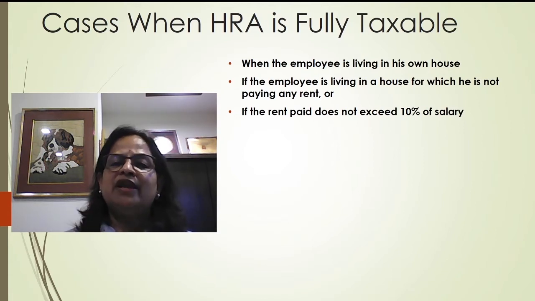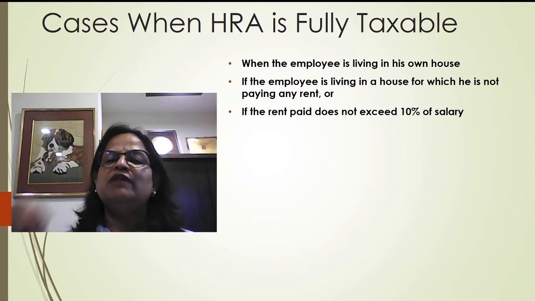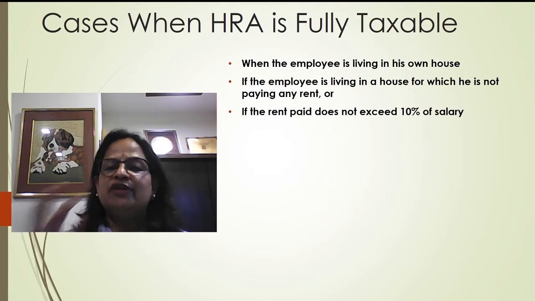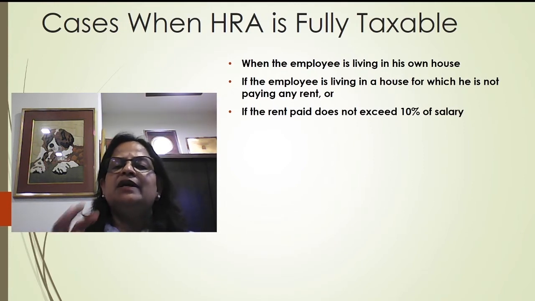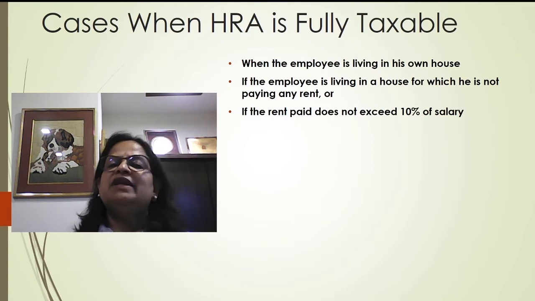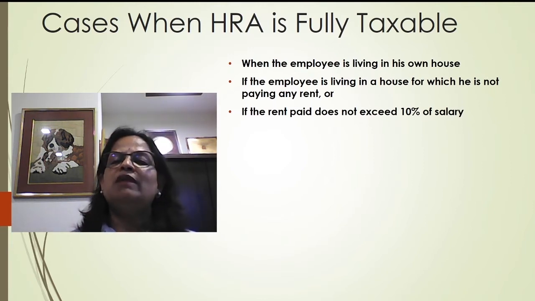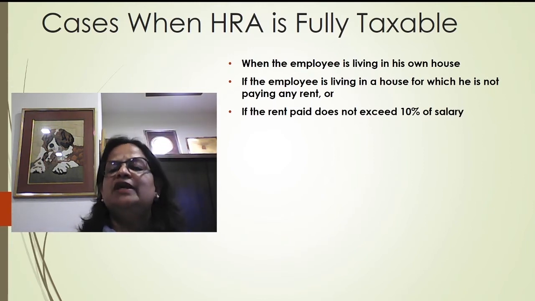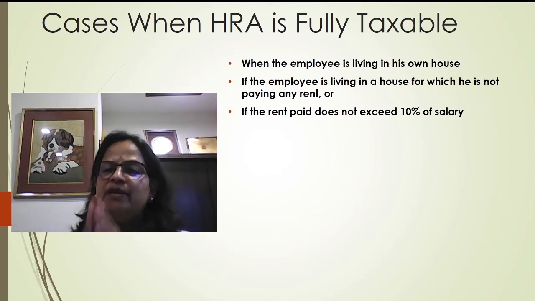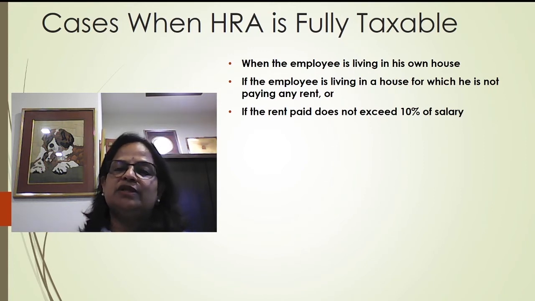Next point is if the rent paid does not exceed 10% of salary. This we are going to explain with the help of problems only; I need figures to explain this. For example, if you are getting 3,500 as HRA, but the actual rent you are paying is much more, say 5,000, then 5,000 into 12 will be 60,000. Imagine 3 lakhs is your annual salary. So 10% of salary will be 30,000.